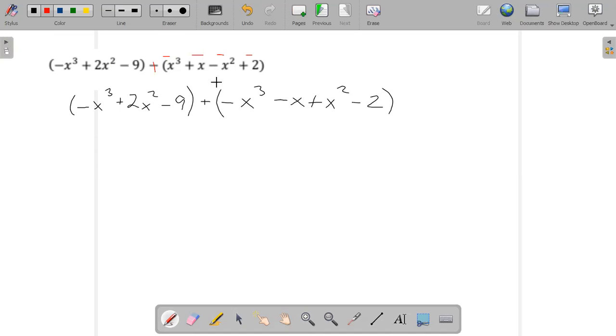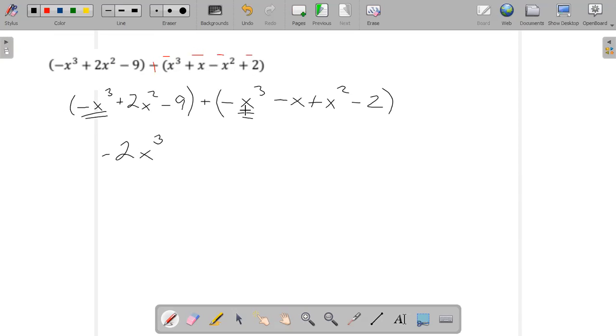Negative x to the third, negative x, negative x squared, which becomes positive, and negative 2. So now, if you notice, this is the exact same as an addition problem. Now nothing changes. So I'm going to look at my like terms. So I have an x to the third. So negative x to the third plus negative x to the third will give me negative 2x to the third.